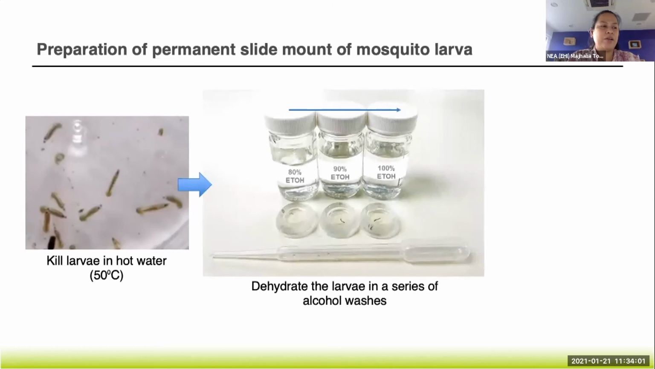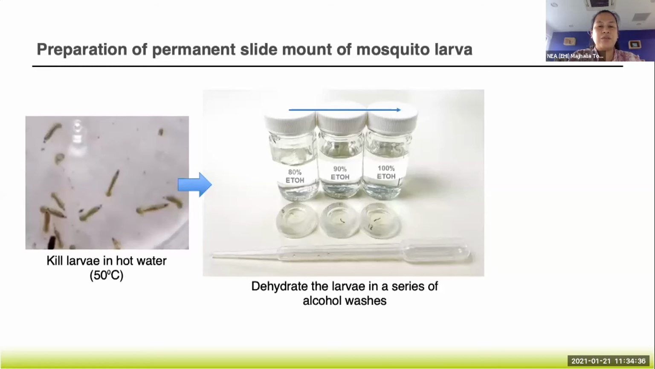So after you kill your larvae, you can put it in a series of alcohol washes. So this will dehydrate your larvae. Don't put it immediately in 100% ethanol, because that will not dehydrate your larvae properly. Then your sample will not look very good on your slide. So use a series of alcohol washes for 80%, 90%, at least 15 minutes in each wash.